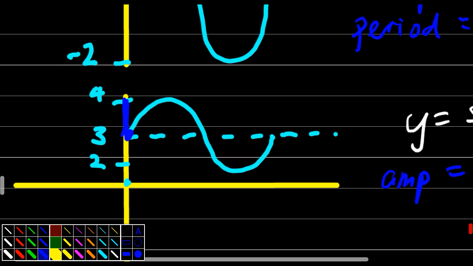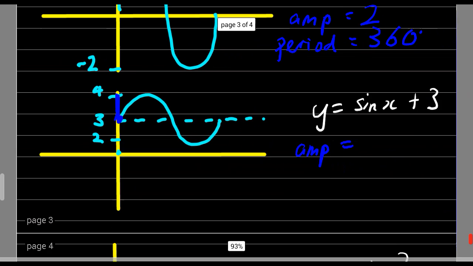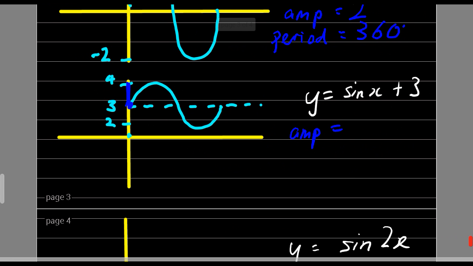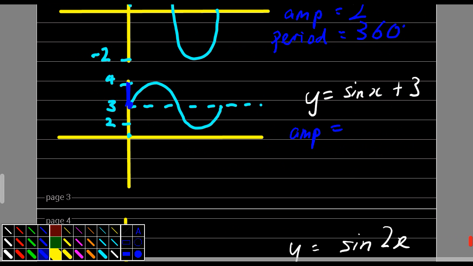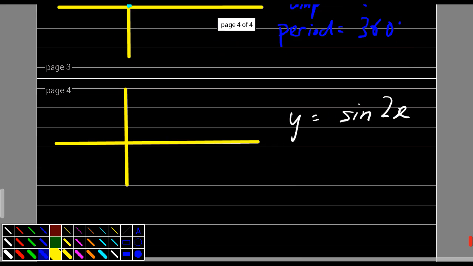What is the answer? 1. Still 1. Can you understand? So don't get tricked. You see the word 3, you see the word 4, you put 4. So the amplitude is still 1. What about the period? Still 360. Very good. Now, last one.